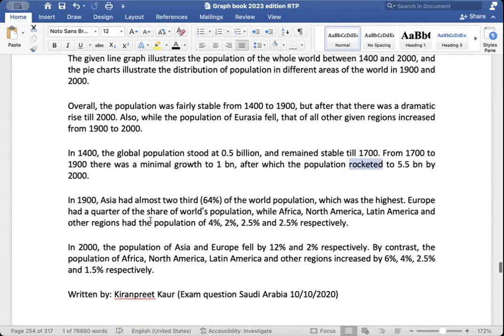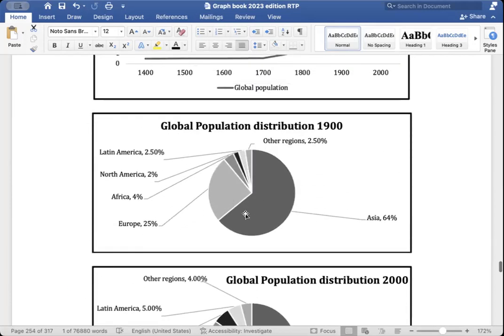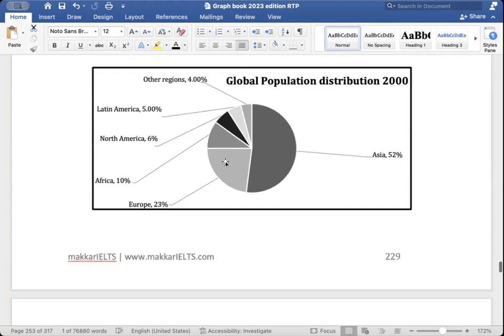In 1900, Asia had almost 2/3 of the world population. How much of the world population did Asia have? 2/3, almost 2/3, which was the highest. Europe had a quarter of the share of world's population. See, Asia had almost 2/3, Europe had a quarter, and all the other places, Africa, North America, Latin America, and other regions together combined had less than a quarter.